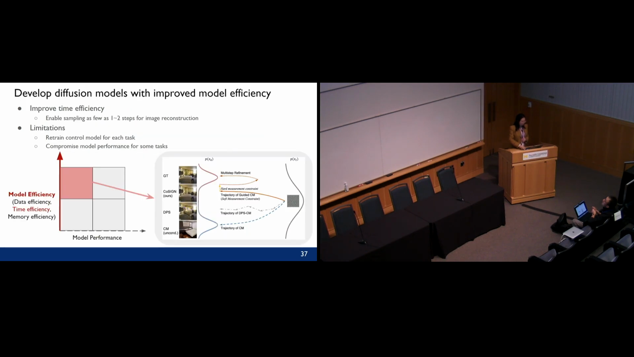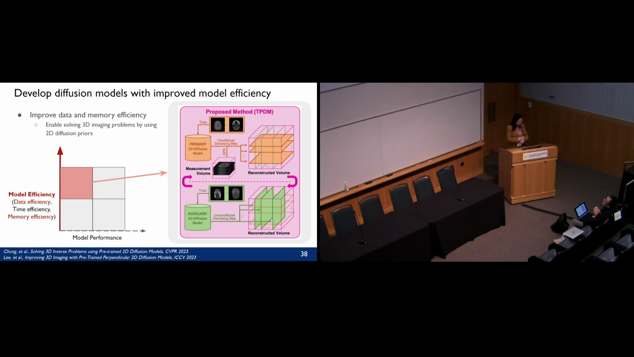So even though we have seen works with improved time efficiency in generation tasks and also inverse problem solving, I would say the current works also face some limitations. For example, in some tasks, we may compromise the model performance because we want to get this efficiency in sampling time. And in other cases, for example in our work, we also need to retrain the control model in order to adapt to each task. Even though it's efficient, it's not exactly the same as what an unsupervised prior diffusion inverse solver is doing.